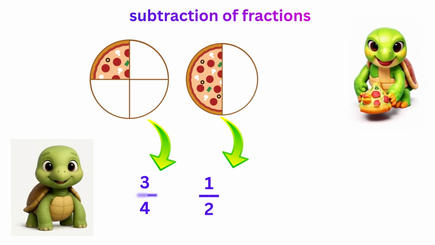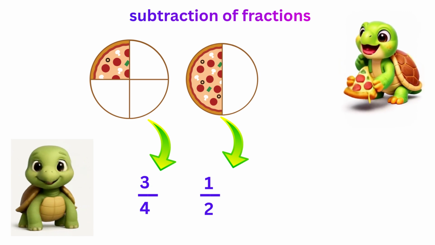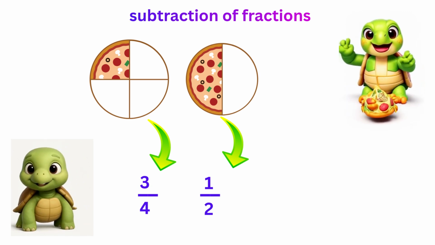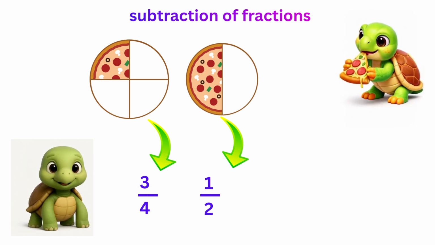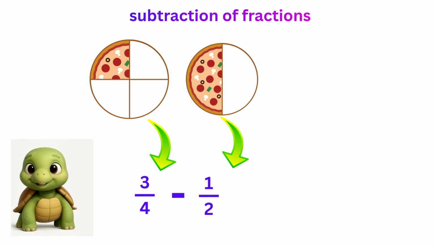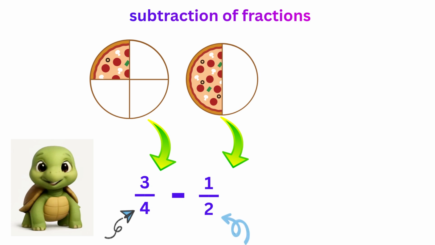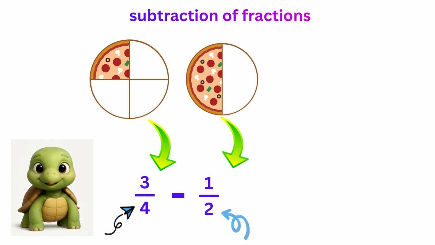second pizza. Now, we want to find out, how much more did the turtle eat from the first pizza than the second? Let's subtract. 3/4 minus 1/2. Wait a second. The denominators, the numbers on the bottom, are different. We can't subtract until the slices are the same size.